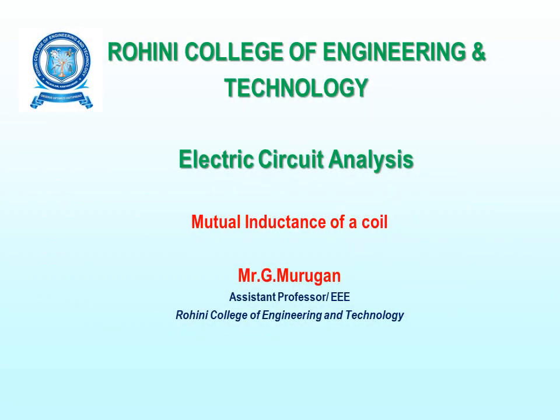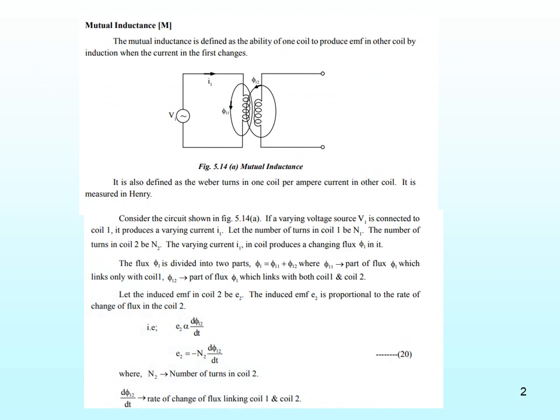Today we are going to see about the mutual inductance of the coil. The mutual inductance is defined as the ability of one coil to produce EMF in another coil by induction when the current in the first changes. It is also defined as the Weber turns in one coil per ampere turns in another coil. It is measured in Henry.